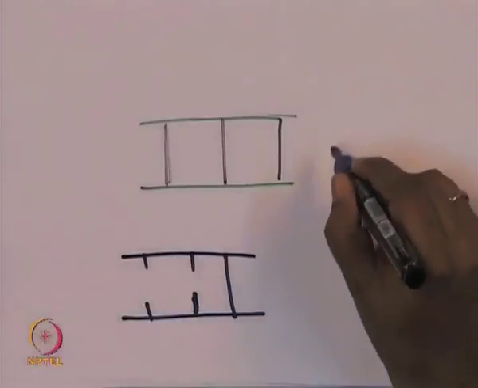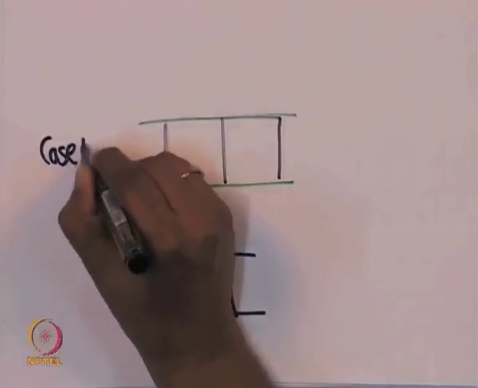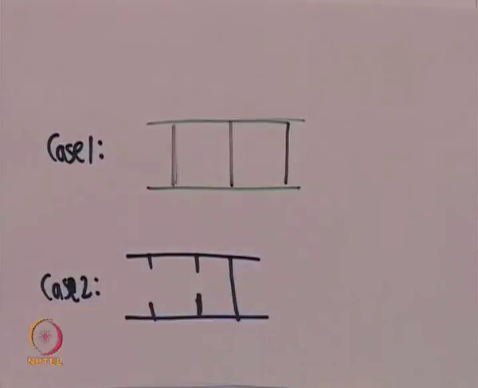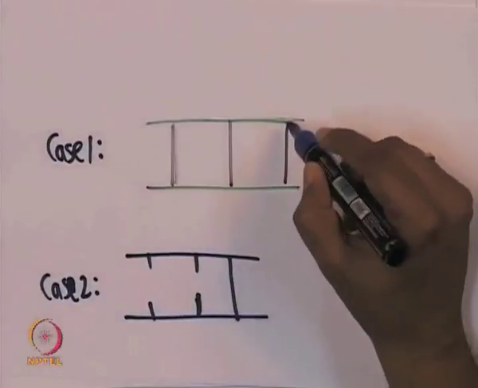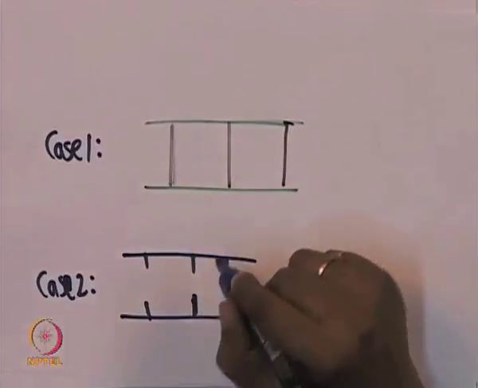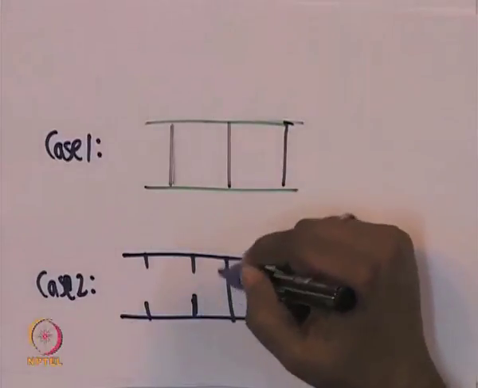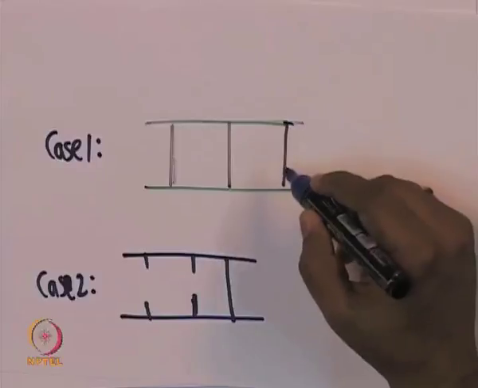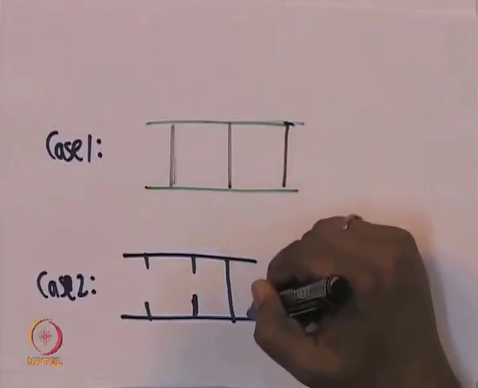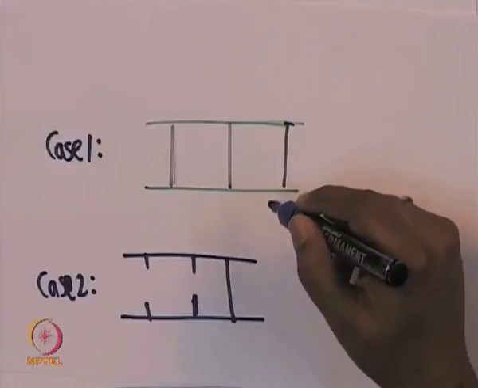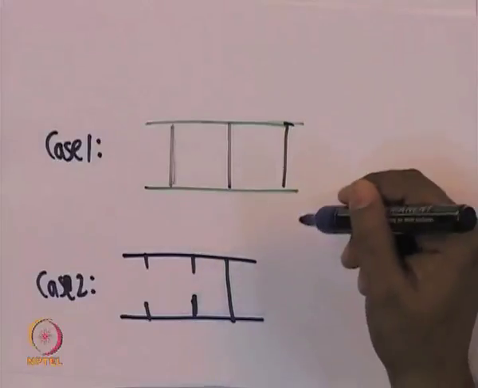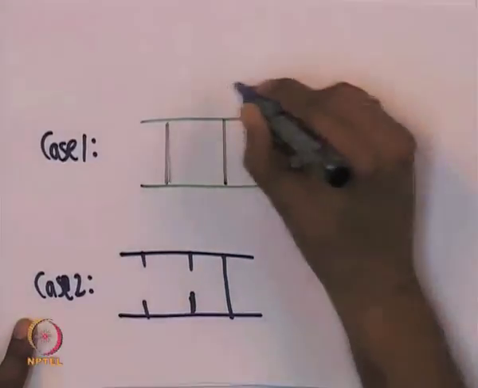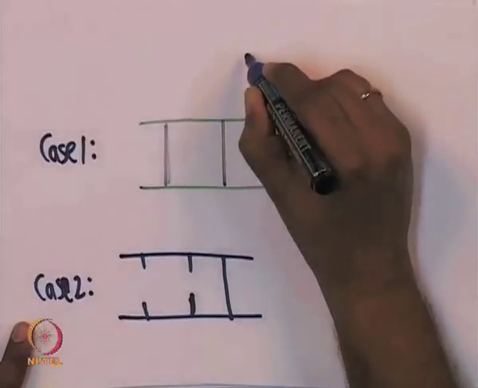So, let us consider two cases. Case 1 is where all base pairing is intact, all the bonds are there. In case 2, there is only one bond and two other base pairs are broken. Now, we want to calculate the free energy for case 1 and case 2, and let us see what we get. So, what is free energy? Free energy is energy E minus T s.